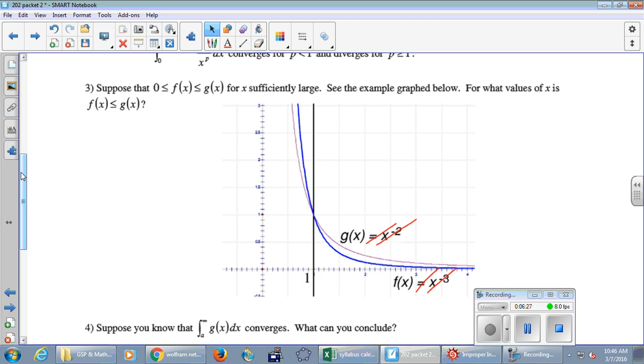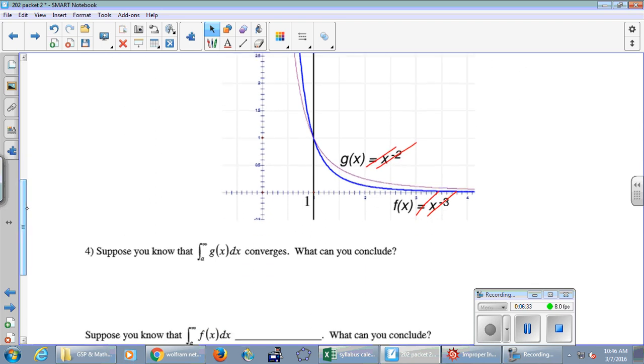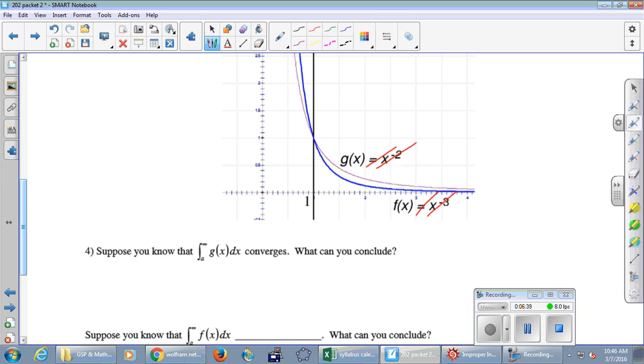Agree? Okay. And now suppose that you know, this is number 4, that the integral from a, we're going to change this a to a 1 just so it matches the picture here. So the integral from 1 to infinity of g of x, which is this light pink one on the top here, converges. So suppose that you know that this entire area from the pink down to the x-axis is finite. What can you conclude about the area under the blue? It's also finite because it is definitely smaller than that shaded area that is finite, right? So smaller than something finite, still finite. Great. So that's our conclusion here.